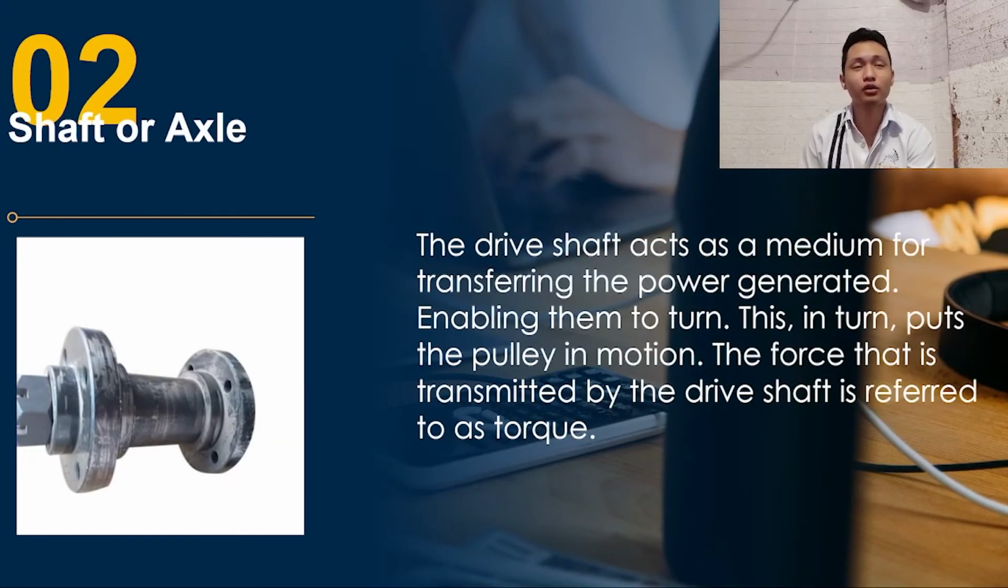Second is the shaft or axle. The drive shaft acts as a medium for transferring the power generated, enabling them to turn. This in turn puts the pulley in motion. The force that is transmitted by the drive shaft is referred to as torque.